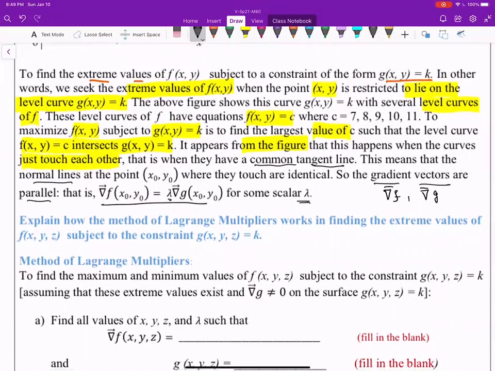So now let's explain the method of solving this problem, finding the maximum or minimum. Keep in mind, we are going to find the maximum value of the function f with the prescribed constraint. Here is how the method of Lagrange multipliers works in finding the extreme values of f of x, y, z subject to the constraint g of x, y, z equal to k.